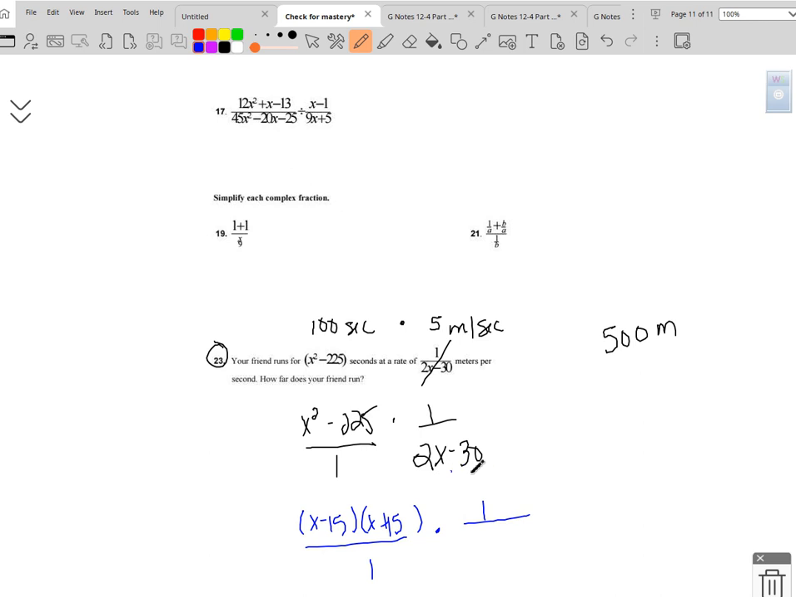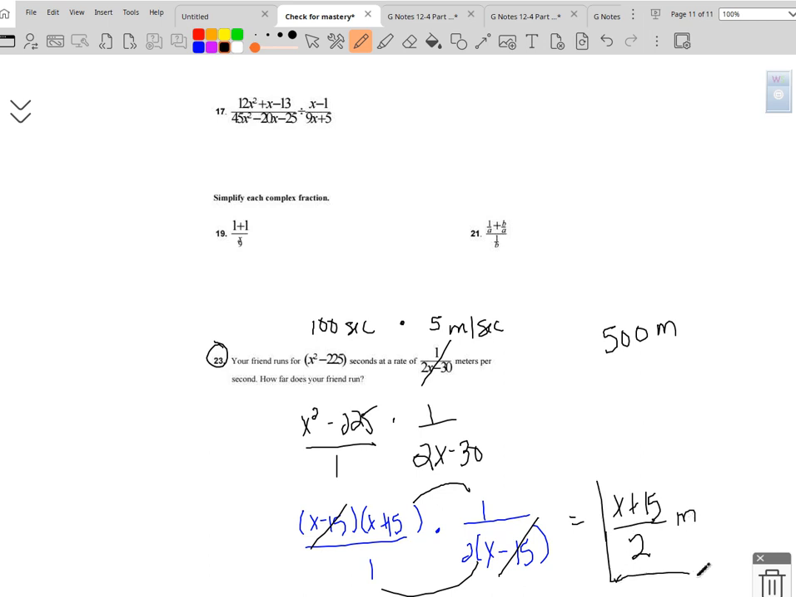So how would that factor? 2 times x minus 15. And so now we're going to cross cancel the same binomials. I've got a 2 here, but nothing I can factor out. So now it's going to be top times top over bottom times bottom. And you have to know that he's running meters, so you label that with meters. Your answer is a distance or a length. Does that make sense?